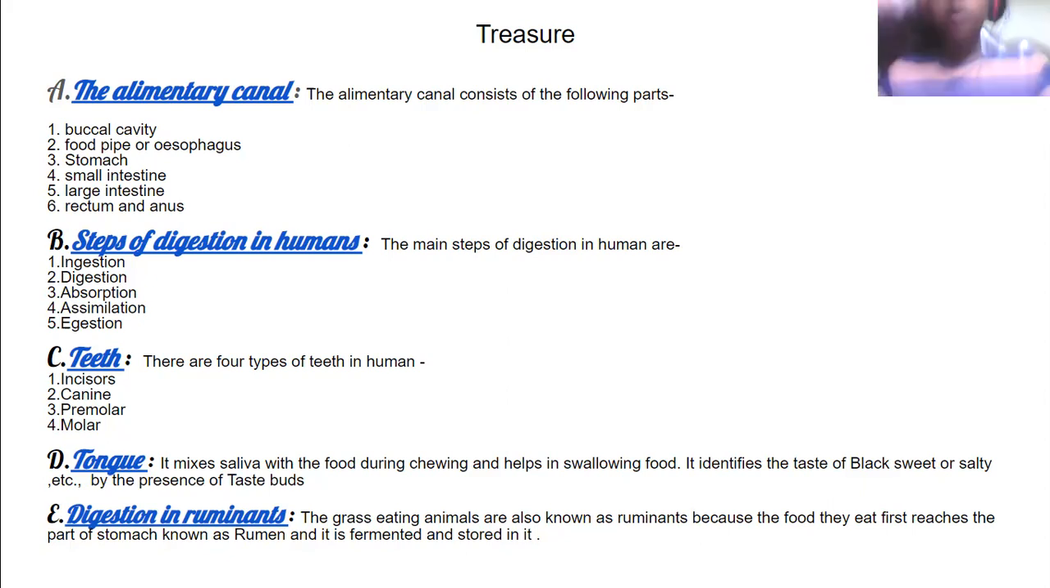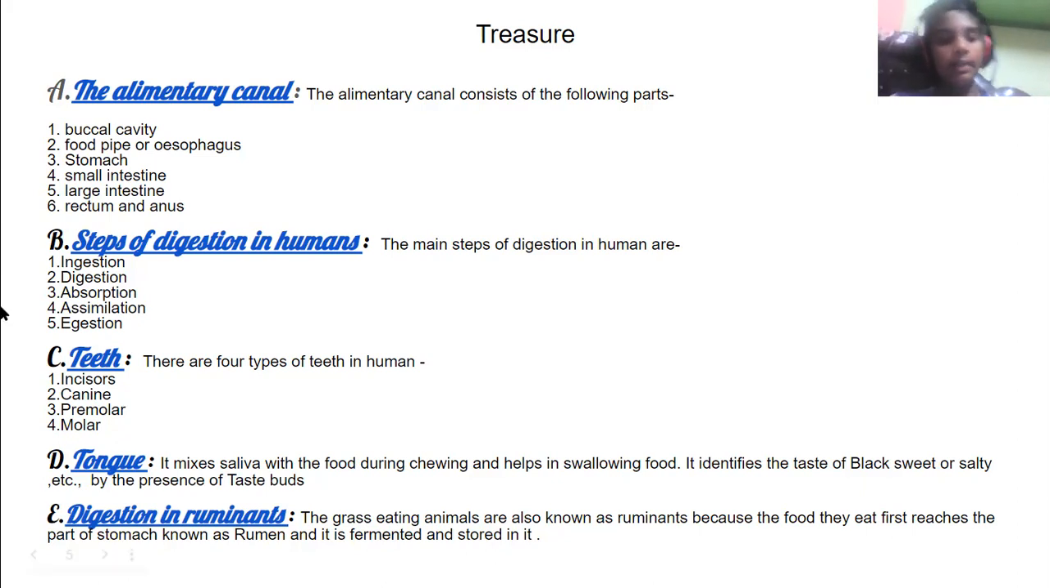Teeth. There are four types of teeth in humans: incisors, canine, premolar, molar. Incisors, the front two teeth, help in biting. Canines help in tearing, and they are mostly found in carnivorous and omnivorous animals, even in humans. Premolars and molars are found in omnivores and herbivores, and they are used for chewing.